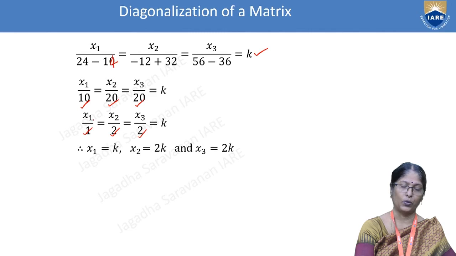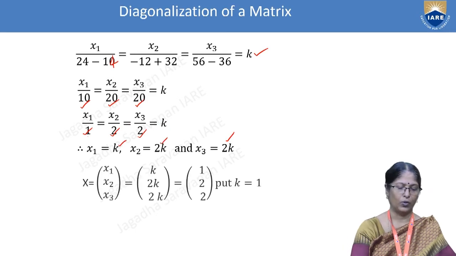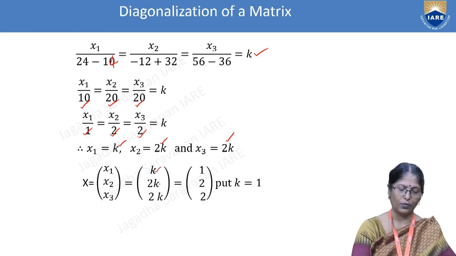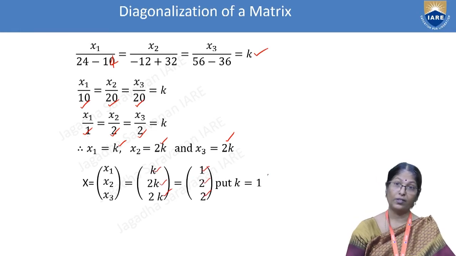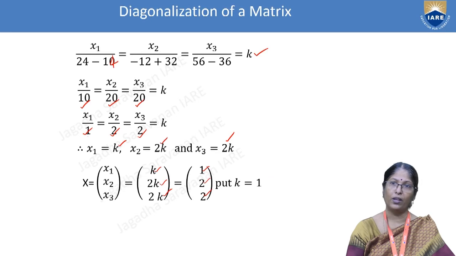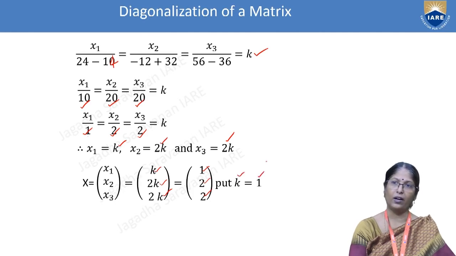Now this first we will solve it. x1, y1 equal to k. So 1 into k, k. 2 into k, 2k. 2 into k, 2k. So capital X equal to x1, x2, x3: k, 2k, 2k. In the k places we are putting the value 1. So 1, 2, 2, so k equal to 1. So this is the eigenvector we got when lambda equal to 0, and this arbitrary constant value is taken here as 1.